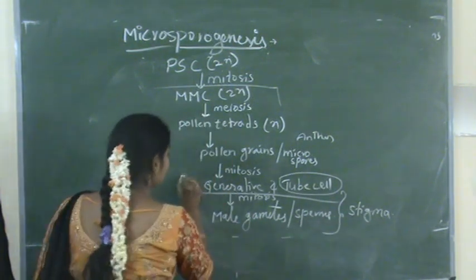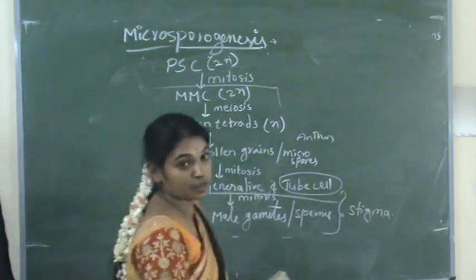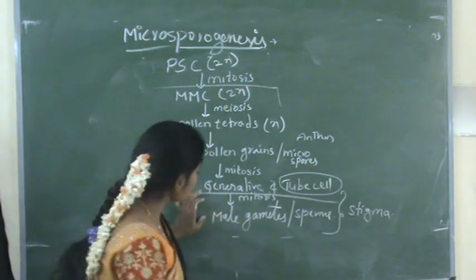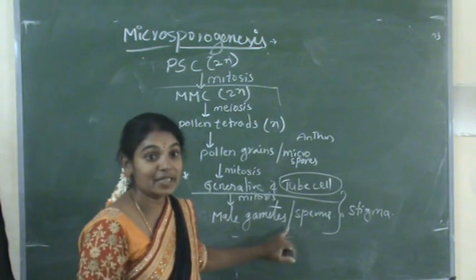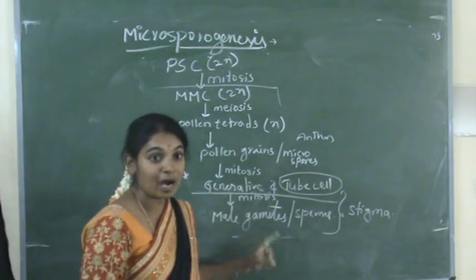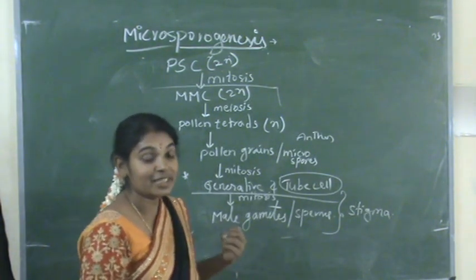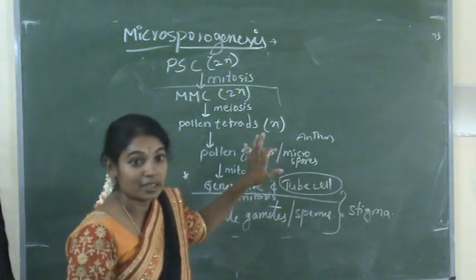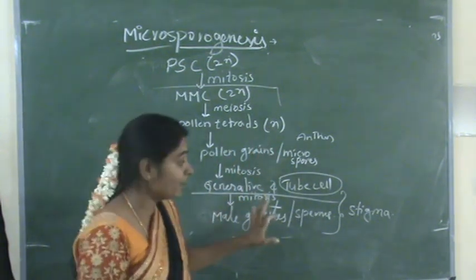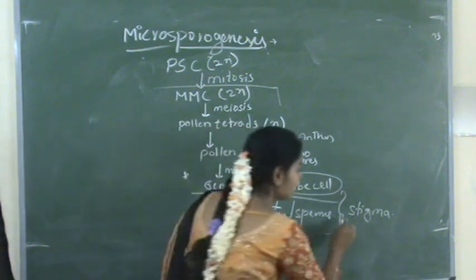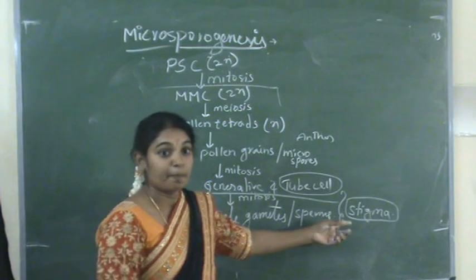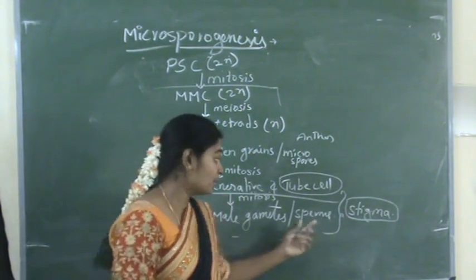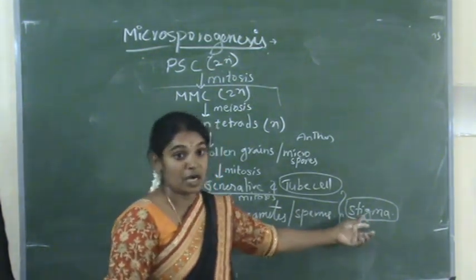So here one question they may ask. In competitive exams, there is a question: male gametes or sperms in the angiosperms are formed in. Generally we will think it is in the anther or in the microsporangia. But actually the answer is in the stigma, or in the female reproductive unit. So the sperms are formed in the stigma.